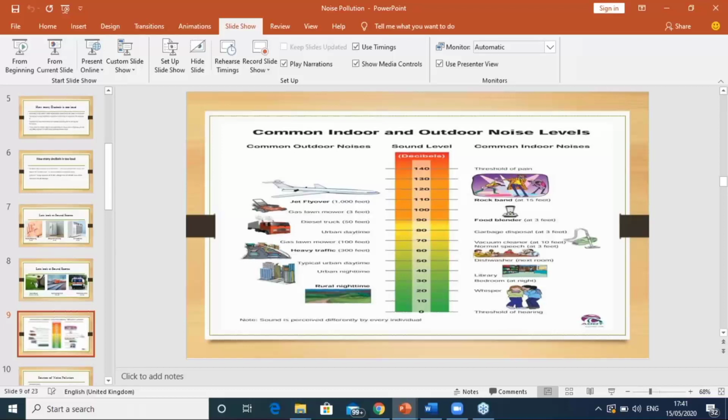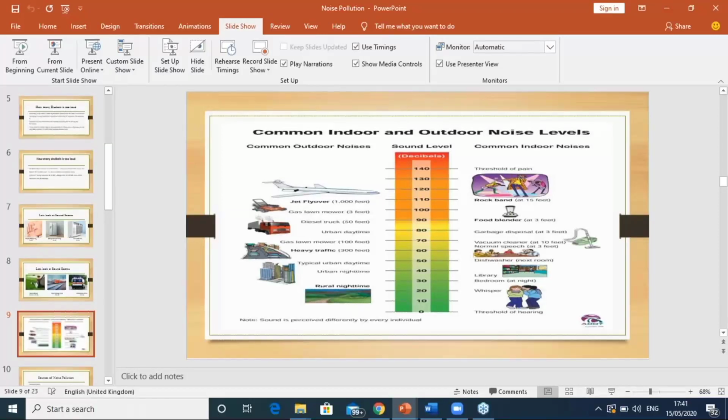The threshold of hearing, when somebody whispers into your ear, is between 0 to 20 decibels. That's if the person is whispering into your ear. Then if it's a whisper around you, it can rise to like 30.